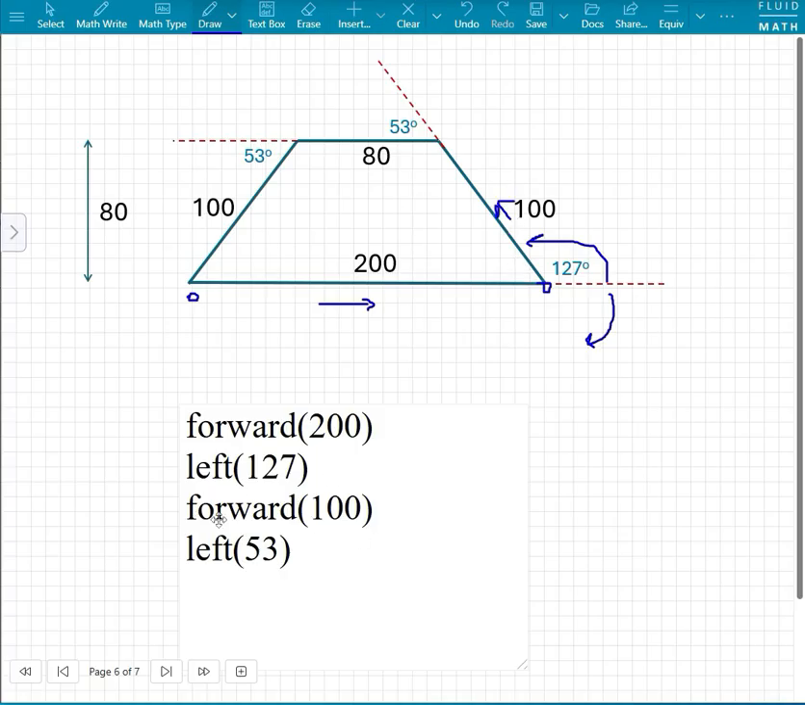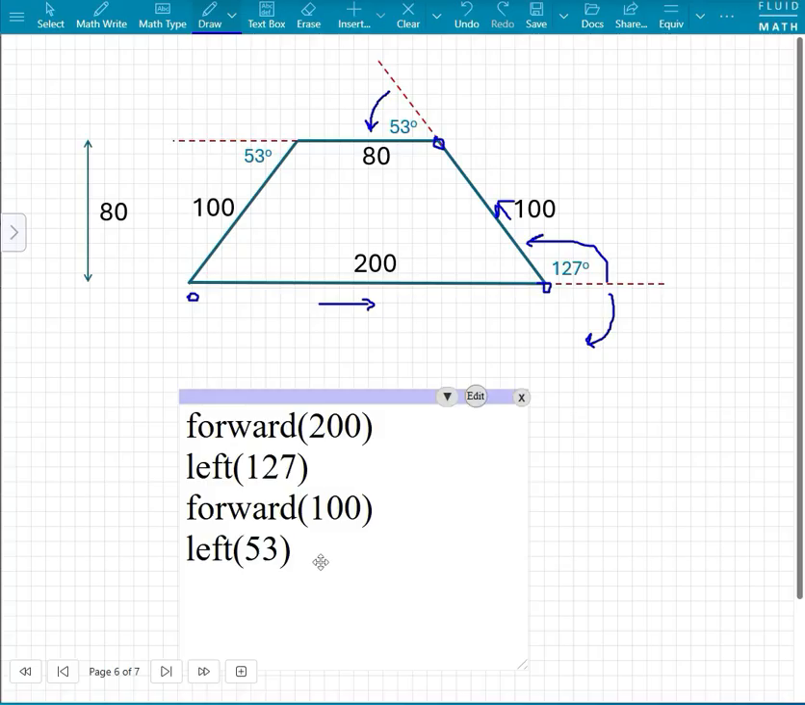You see, this is the fourth step. The Python code is going to be sequential. It is just following the logic of the drawing of this figure. So after we move 100, we arrive at this point. When we arrive at this point, again, we have to make a change of direction. And again, you see we are making a change to the left. And by how much? 53 degrees.